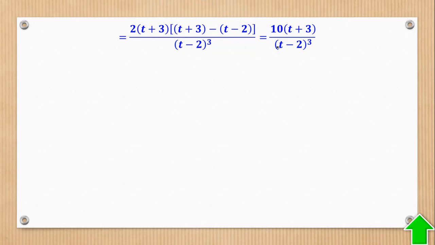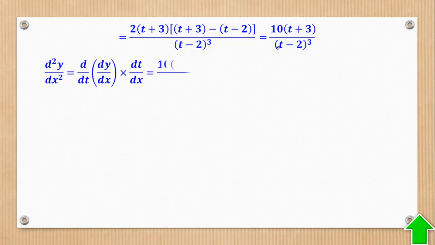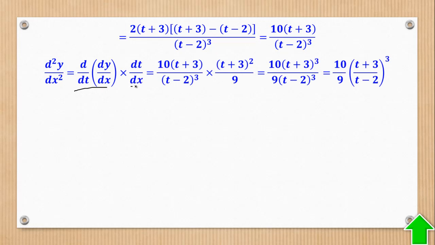But remember that is d dt, but the question wanted d2y dx squared. So we have to use chain rule, d dt times dt dx. d dt is that of the first derivative times the dt dx. You come up with this, which is that. And that's what they wanted.